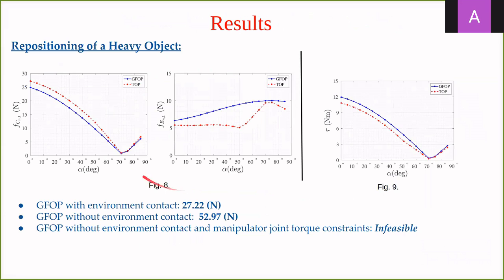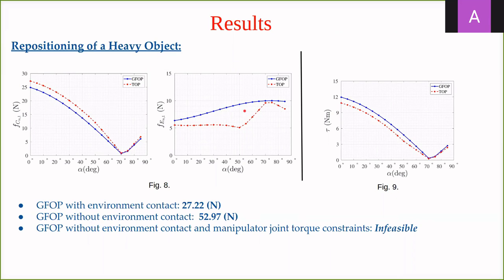In figure 8, we have the graphs which show the variation of the box end effector contact force and the box environment contact force, both along the normal direction, with respect to the tilting angle alpha on the x-axis. From the graphs, it is evident that as the value of alpha increases, the magnitude of the contact force decreases at the box end effector contact. The magnitude of the normal component of the box environment contact forces increases accordingly to contribute to the force balance condition.